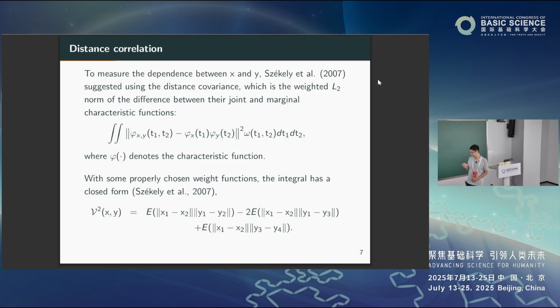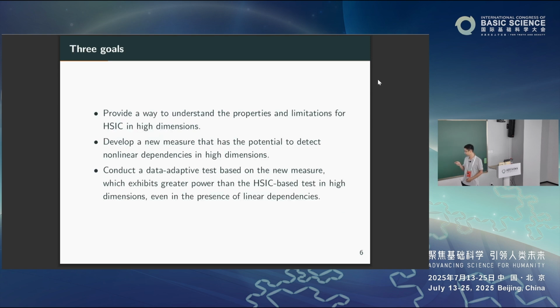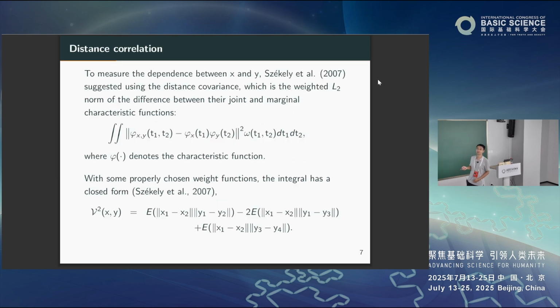So to achieve these three goals, we first briefly review the distance correlation and the HSIC. The distance correlation is defined as the weighted L2 norm of the difference between the joint and marginal characteristic functions. So this is the original definition of the distance correlation.